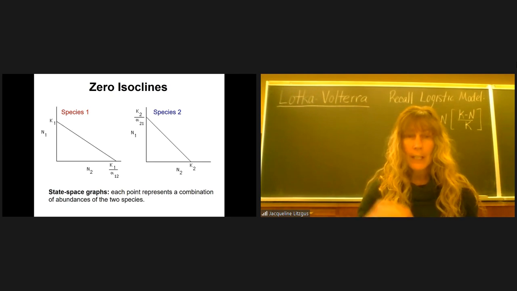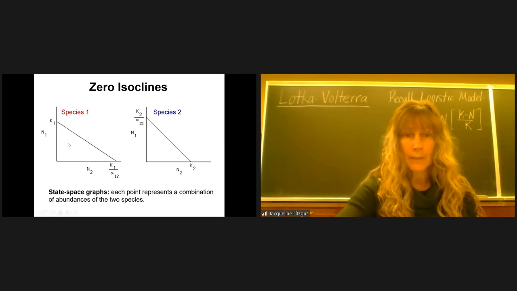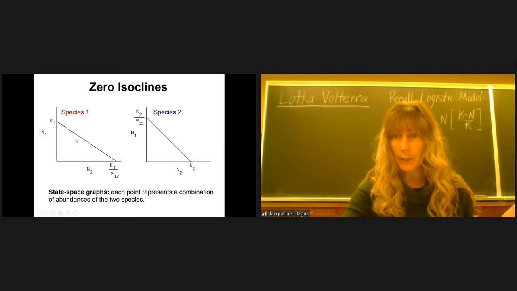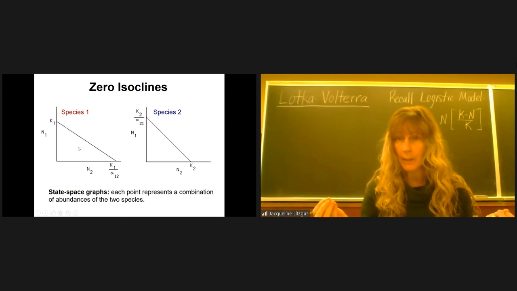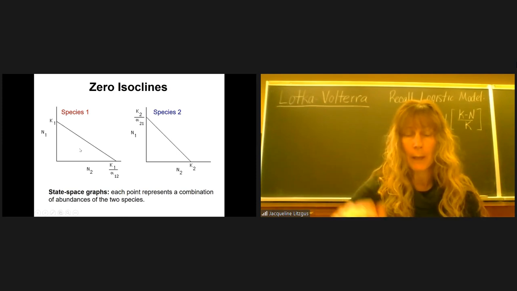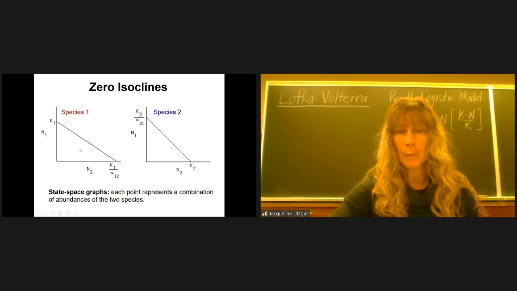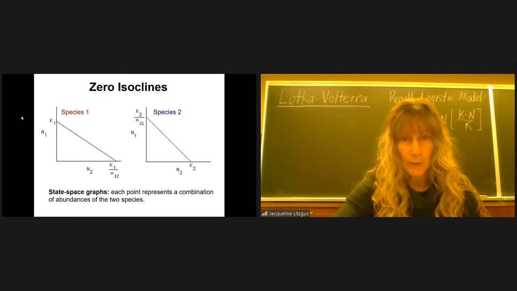And then each point in this state space graph, every point here, right? These are x, y coordinates, right? So every point that's in that space on the graph represents a combination then of abundances of the two species, right? So like where my arrow is right now, that's going to be the population size for species two and the population size for species one, right?